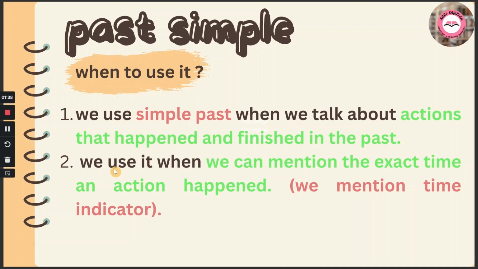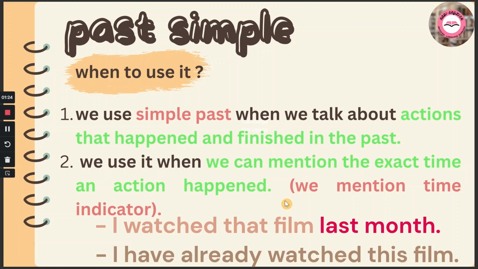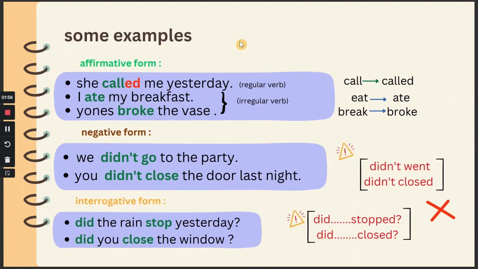And also when we mention the exact time the action happened, and this is where the difference between past simple and present perfect lies. We choose past simple if we mention the exact time the action happened, and if we can't remember the exact time or simply don't want to mention it, we use present perfect. Let's move on now to some examples to fully understand past simple.